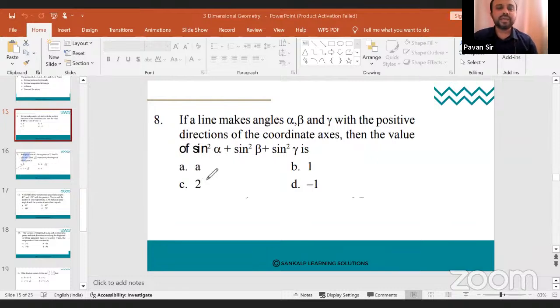If a line makes angles alpha, beta, gamma with the positive direction of the coordinate axes, then the value of sine square alpha plus sine square beta plus sine square gamma is what? Option A is 0, option B is 1, option C is 2, option D is -1.